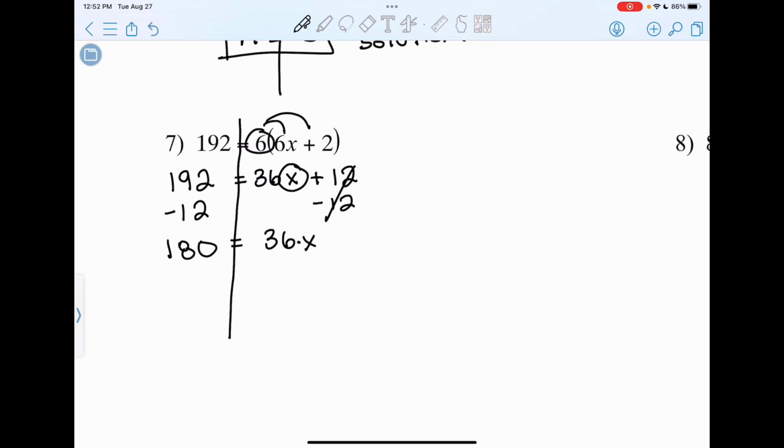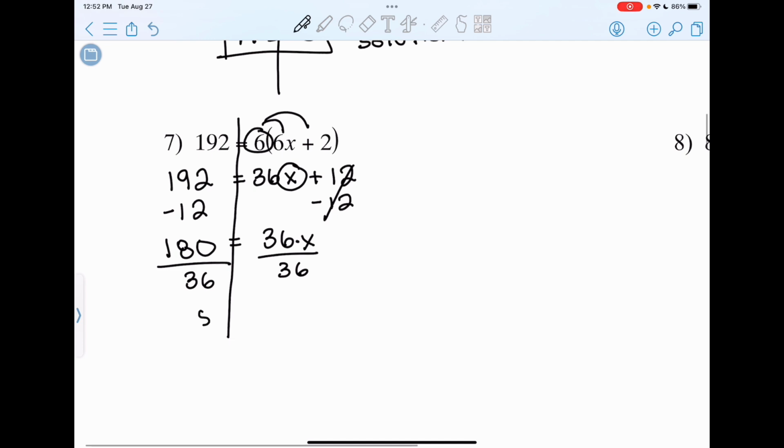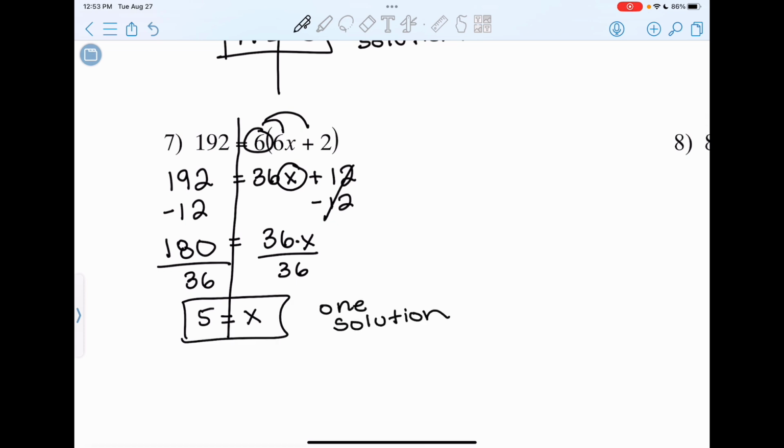And then to get rid of this multiplication, I need to divide by 36 to both sides. And 180 divided by 36 gives me x is equal to 5. That is one solution. Whenever x just equals a number, that is just one solution.